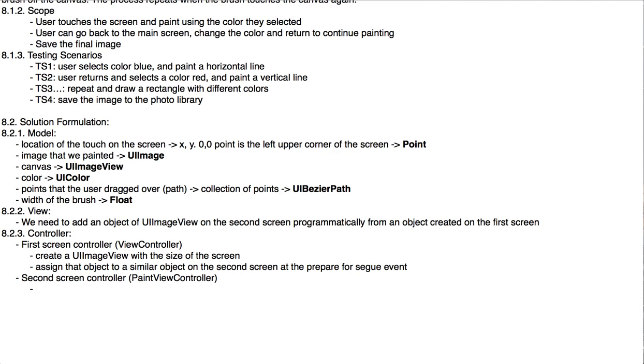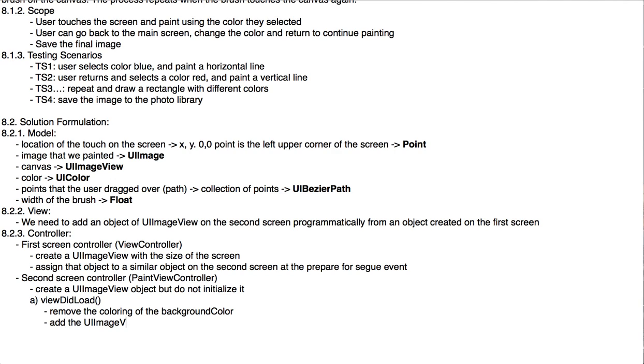On the second screen controller, which we call paint view controller, I'm going to need to create a UIImageView object, but do not initialize it. And then there are several events. First event at the view did load. When the view loads, remove the coloring of the background. I no longer need that, what I did in iteration 7. Remove that.